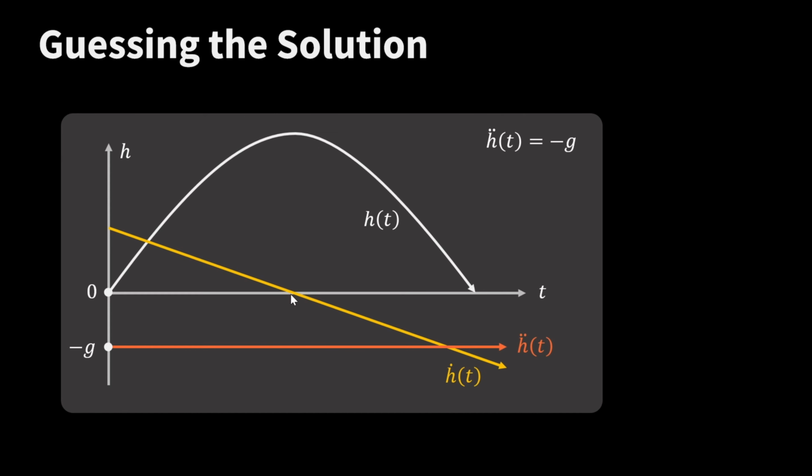At this point in time, the rate of change of h is 0. This is the maximal height the ball reaches. After this point, the rate of change of h becomes negative, so h decreases. What you see here is a parabola. It's the trajectory of a free-flying object without air resistance.